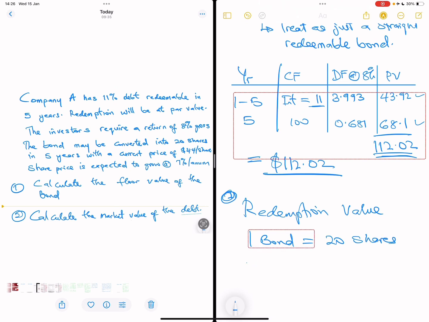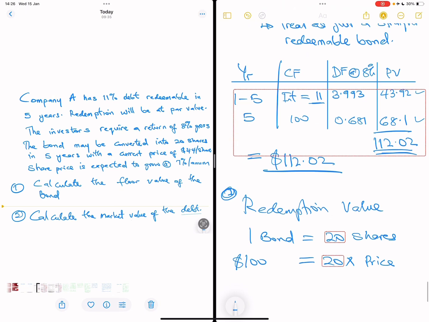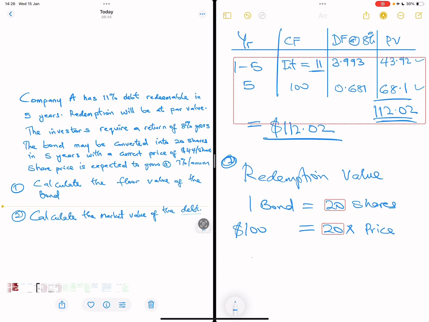Now, one bond in redemption is $100. What is the value of these 20 shares? That is 20 times the price. So we need to know the price in 5 years' time. Unfortunately, we only know the price today, which is 4.4. Yeah, but in 5 years' time, they said it will grow at 7%. So that means multiply by 1 plus 7%.